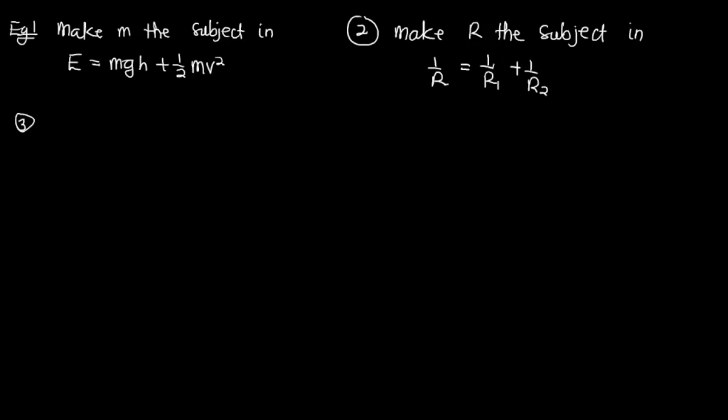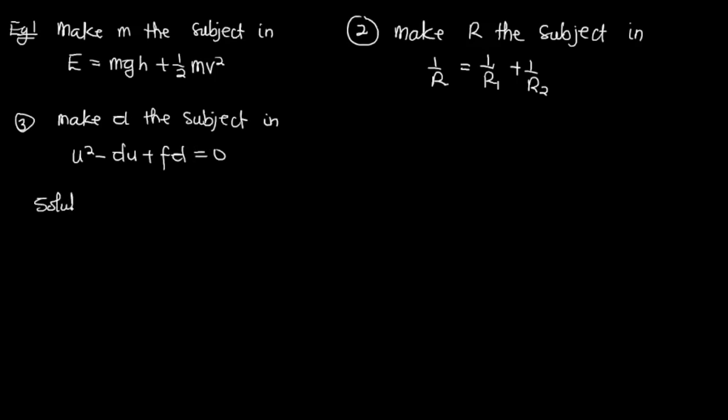Right, let's look at the last example. We have to make D the subject in u squared minus du plus fd is equal to 0. Alright, so let's write down our solution. Please, you can go ahead and try the questions, make the various m, r, and then d the subjects respectively, and then let's see our answer at the end.